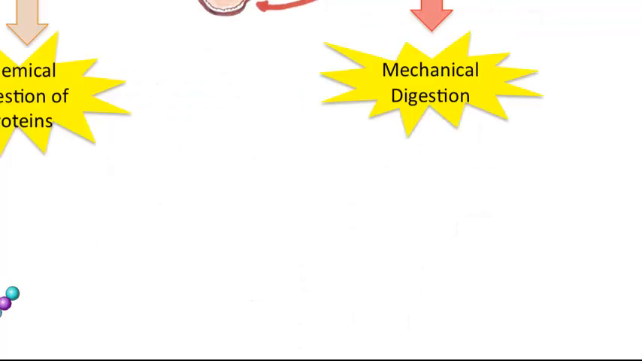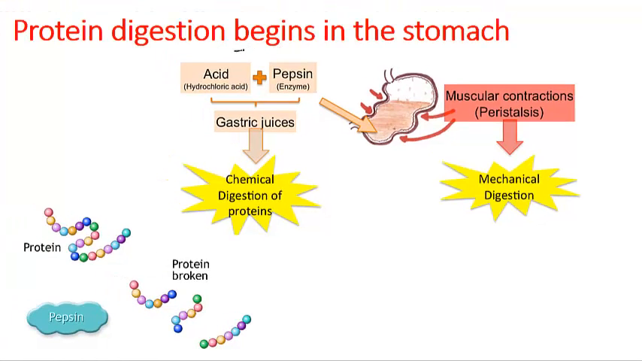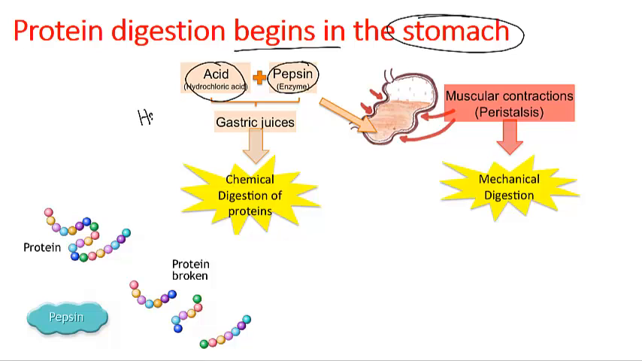The second thing is protein digestion, and protein digestion begins in the stomach. Most of the chemical process of protein digestion occurs in the stomach because the stomach releases acid and another enzyme known as pepsin. Pepsin requires an acidic environment to act and break down protein components. That's why they release hydrochloric acid in the stomach.